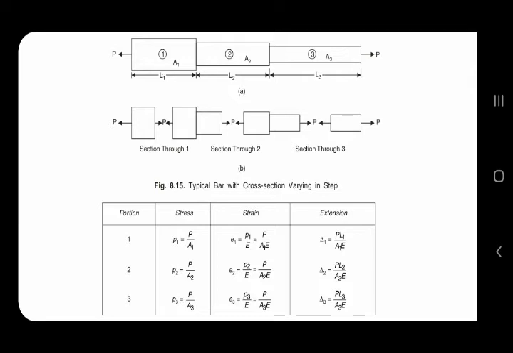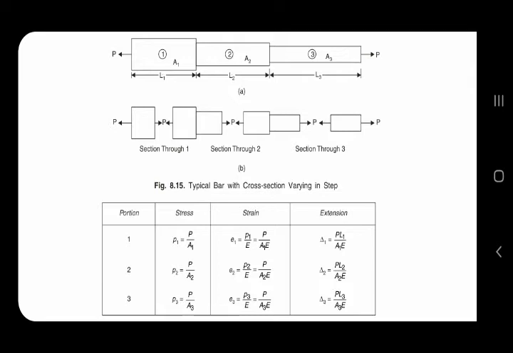If you consider the portion 1, we can say sigma 1 is equal to P by A1. If you go for the strain, we can say epsilon 1 is equal to sigma 1 by E. For the deformation delta 1, it will be P L1 upon A1 into E.